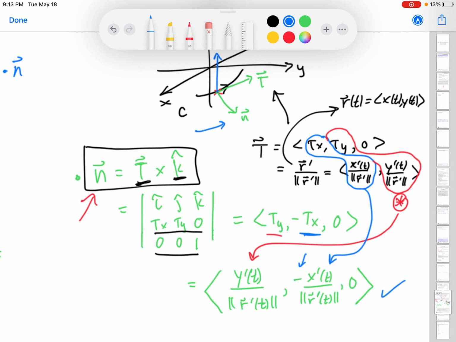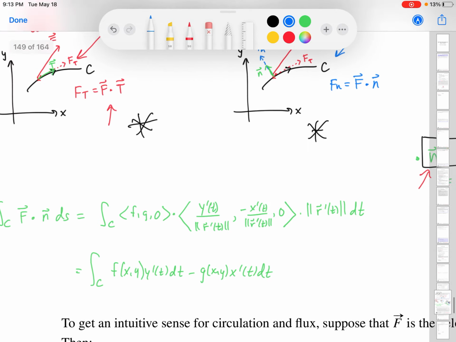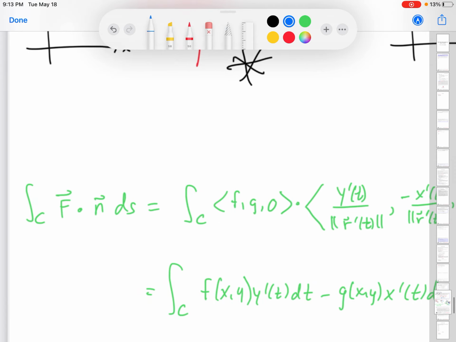So it lives in the xy plane, so its z component is 0. Great, so now we have the normal vector, and what can we do? So I'm going to go over here, and then I'm going to start writing this out, right?